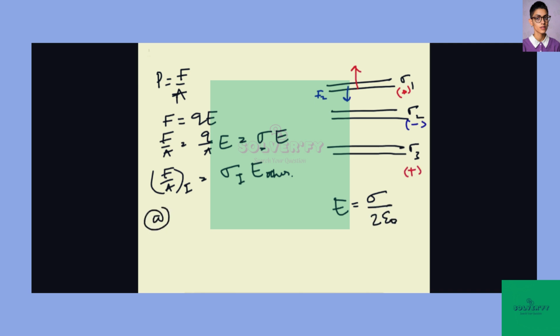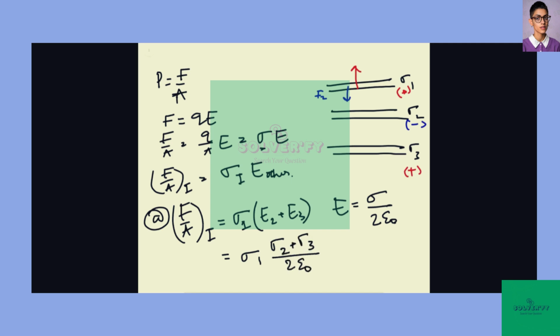Now that we have this information for part A, to find F by A for sheet 1, it is equal to, as we saw, sigma 1 times E2 plus E3. So that is sigma 1 times, we know that E2, E3 are sigma by 2 epsilon naught. So that's sigma 2 plus sigma 3 by 2 epsilon naught. But notice that E2 and E3 will have opposite directions, and so do sigma 2 and sigma 3. So it's fine.